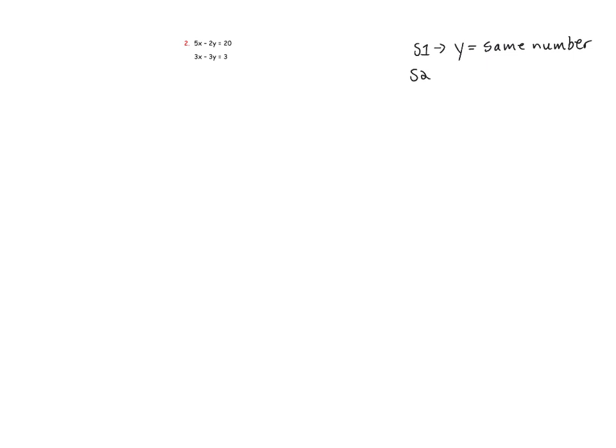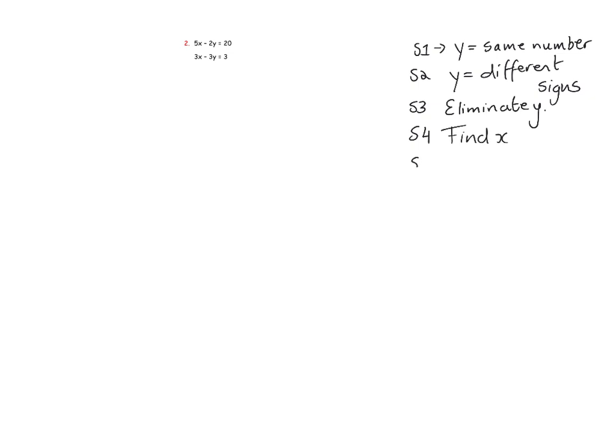Step 2, y has to have different signs. Step 3, we have to eliminate y. Step 4, we have to find x. Step 5, we have to find y. And that's all of the 5 steps done.